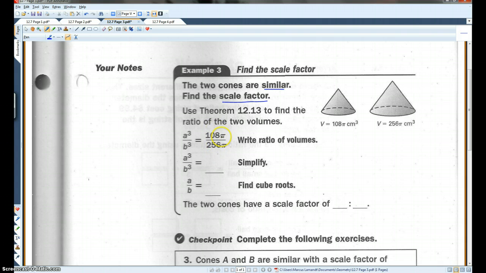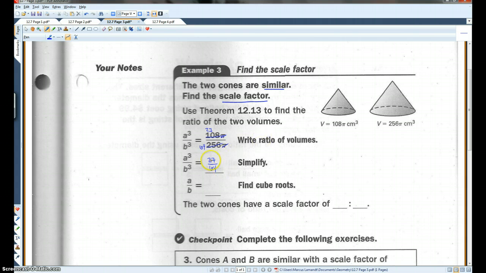Let's simplify this. The pi's cancel out. 108 and 256, those both divide by, let's see here. Both 108 and 256 divide by 4. 108 divided by 4 is 27. 256 divided by 4 is 64. So, this equals 27 over 64.